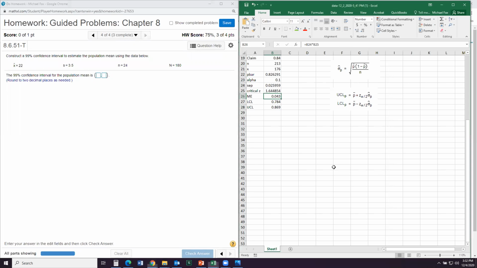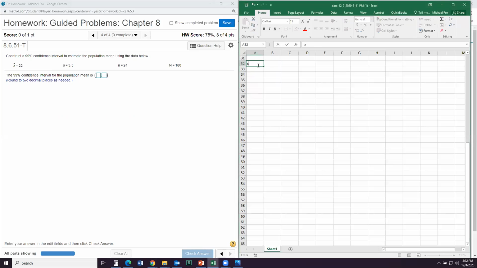All right, here's our last one. So this one is construct a 99% confidence interval to estimate the population mean using the data below. So start with what we have. We have X bar, whoops, I put A bar. X bar of 22. Remember, X bar means our sample mean. S, which is our sample standard deviation of 3.5. N, which is our sample size of 24. Big N, which is our population size of 180.